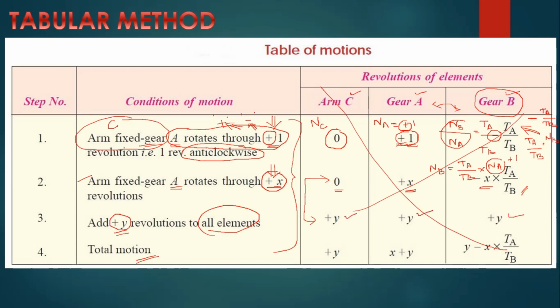Then finally the total, which is equal to the addition of the second step and the third step. So 0 plus y, which is equal to y, and plus x plus y. So x plus y. Here minus x into ta by tb plus y. So plus y minus x into ta by tb. This is how we have to solve this tabulation method, right?